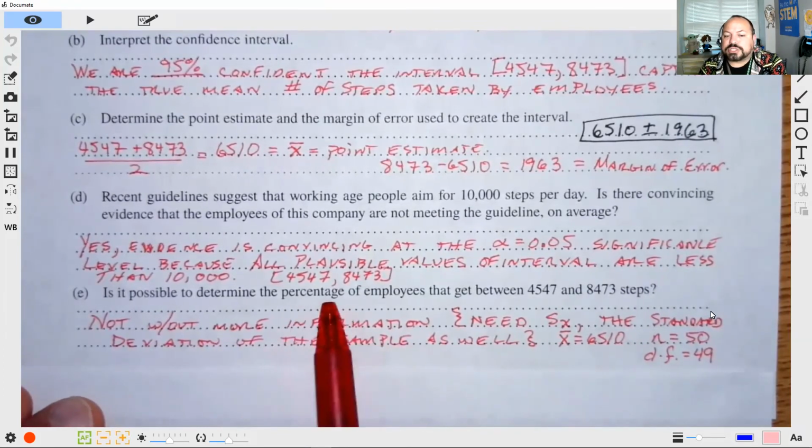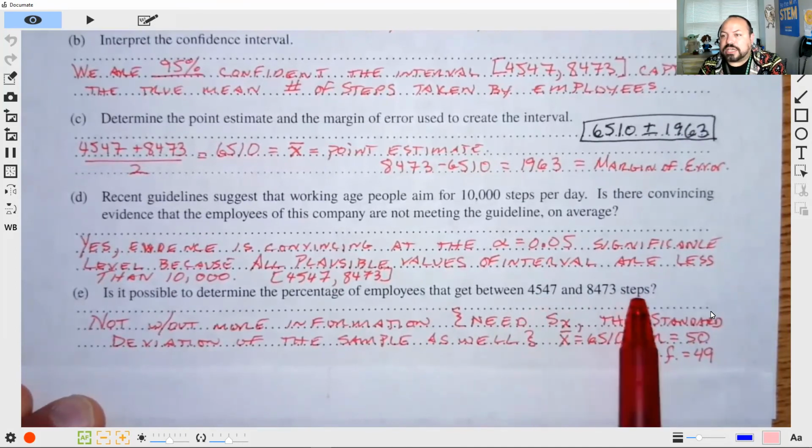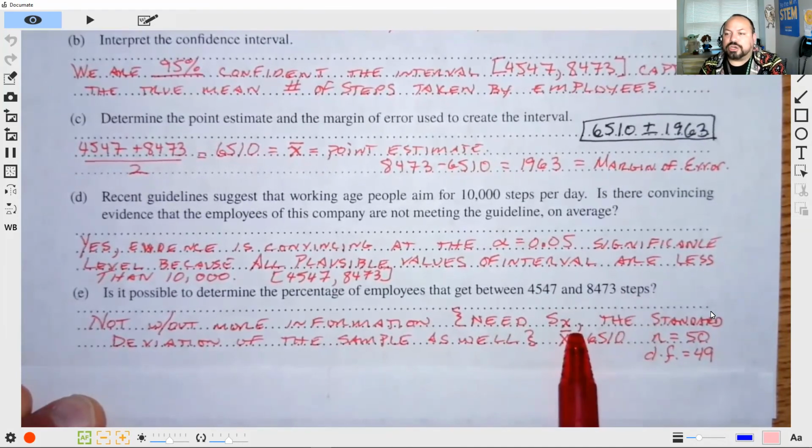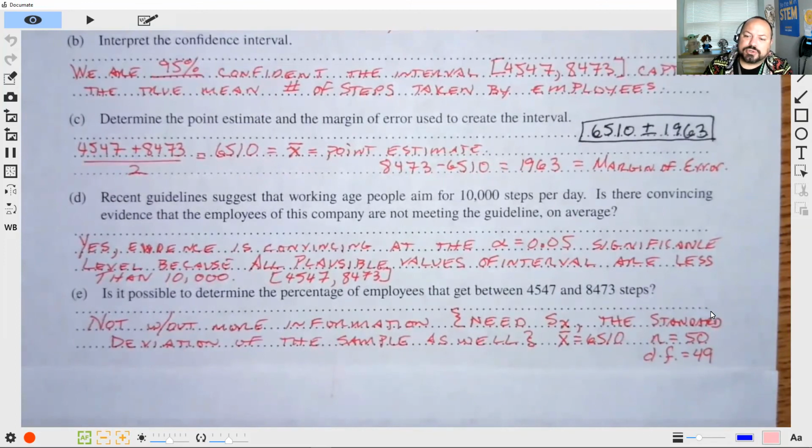To determine the percentage of employees that get between the values in the interval, you need to know the standard deviation. Really what you would be doing is calculating the normal probability from a sampling distribution. But this right now is not a sampling distribution. It is a confidence interval.